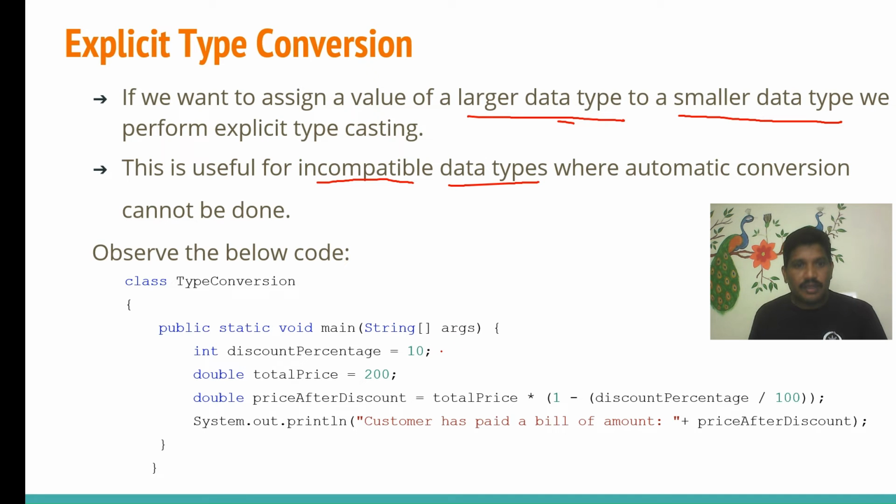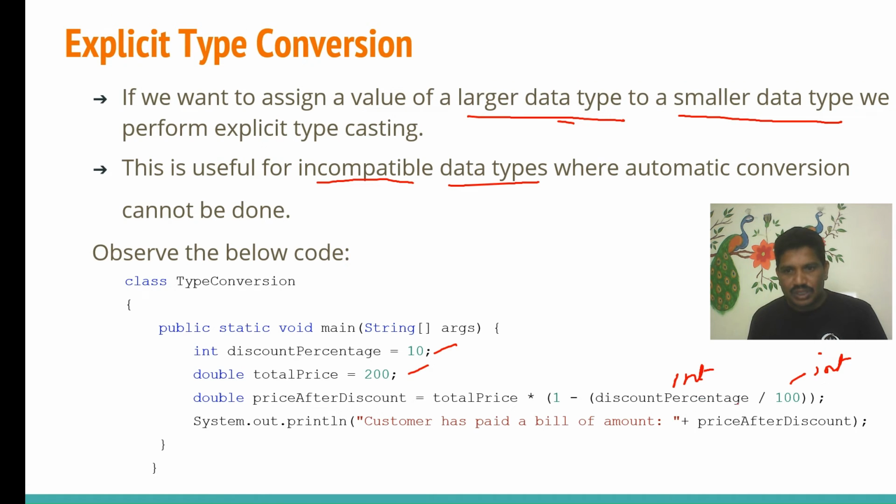See the example. This is an integer data type. This is a double. Here you will see the expression: double price after discount equals total price multiplied by 1 minus discount percentage divided by 100. Here, if you display this value, it shows wrong. Why? Because in this expression, the discount is an integer and the 100 is also an integer. Integer by integer, the result will be an integer. Okay, it will lose the fractional part.